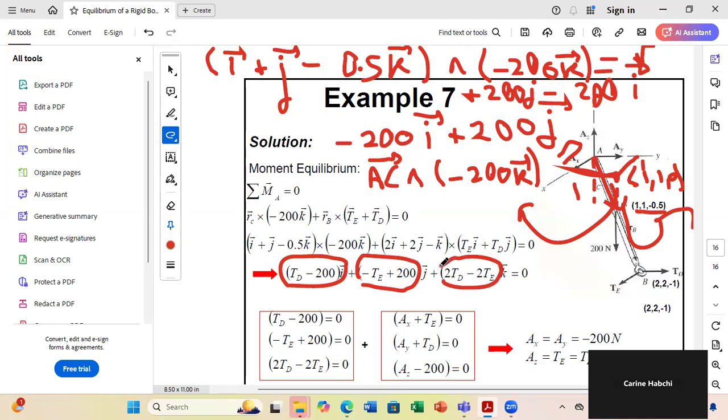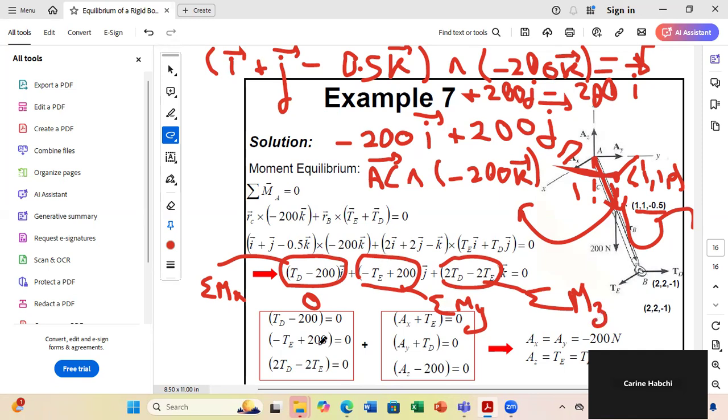And now for equilibrium, what are the conditions? This should be 0. So sum of moment about x is 0. This is the i component. And this term represents sum of moments about y. And this term represents sum of moment about z. Okay, now we need only 5 equations.